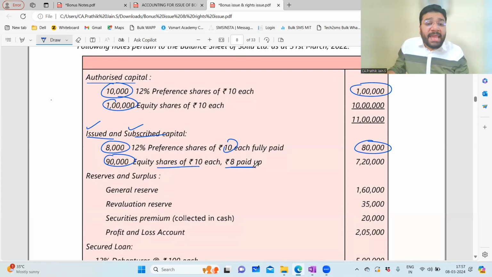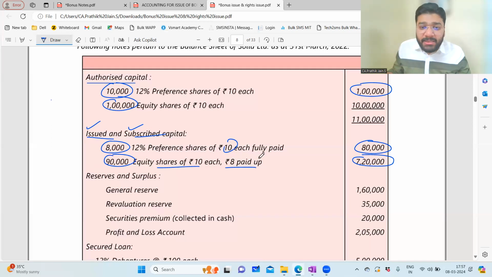Of 10 each, 8 is paid up. 8 is paid up means what? Whenever they say 8 is paid up, it means 8 only is called up and 8 only is being paid up, which means the final call of 2 rupees is yet to be called. So out of 10 lakh rupees, we issued for 9 lakh. In that 9 lakh rupees, only 7.2 lakh has been called so far to be paid.